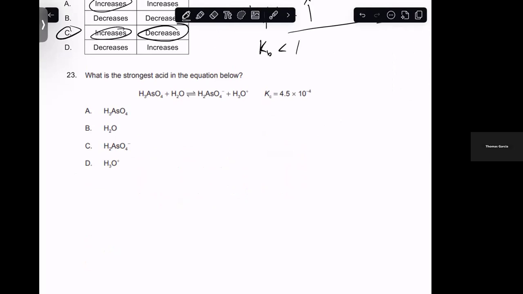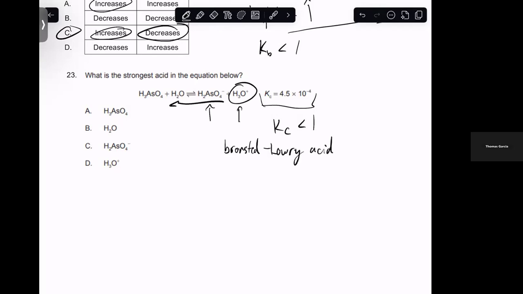What is the strongest acid in the equation below? Well, Kc is less than 1. Because Kc is less than 1, we know the reaction tends to move that way. So now we just have to look at these two. Which of these two is an acid? And H3O plus, hydronium, we know is going to donate that proton. This is a Bronsted-Lowry acid. Therefore, it's H3O plus.